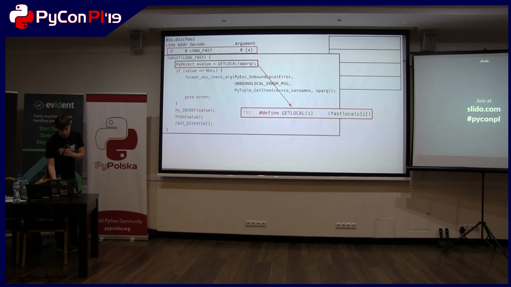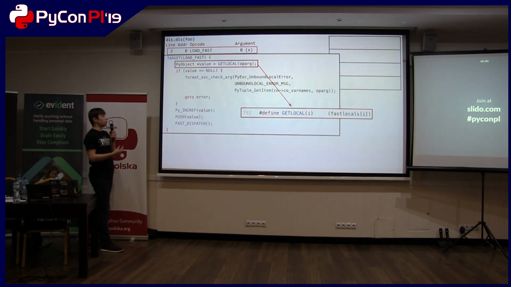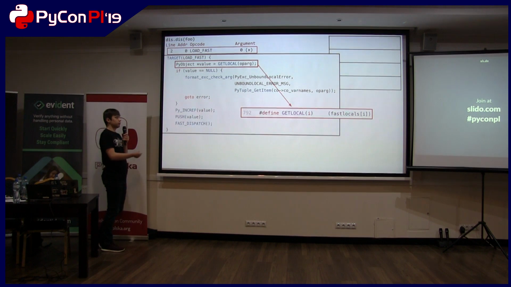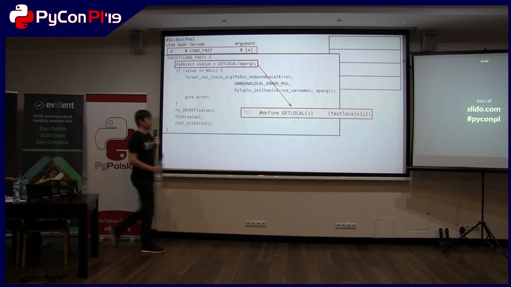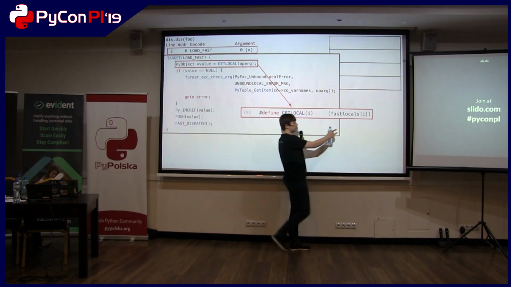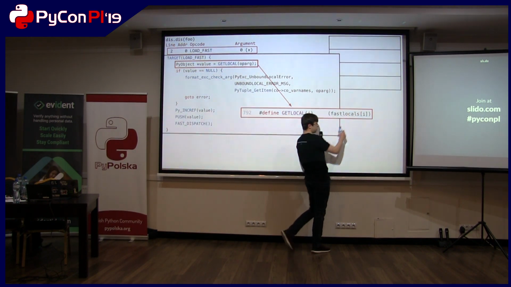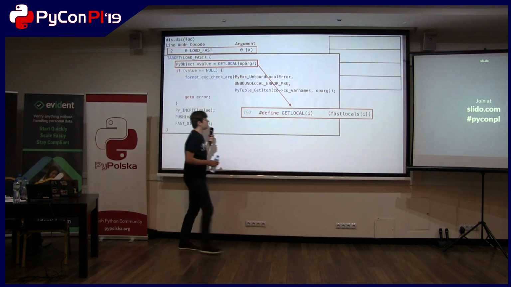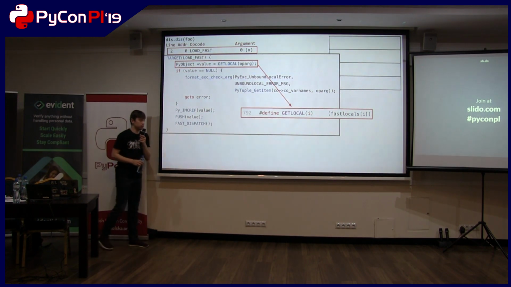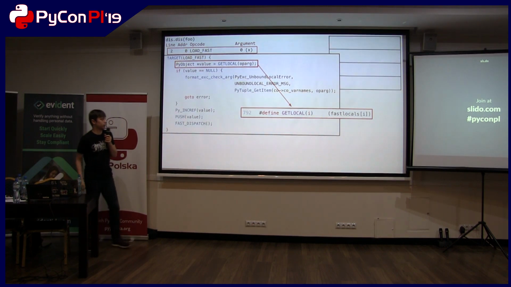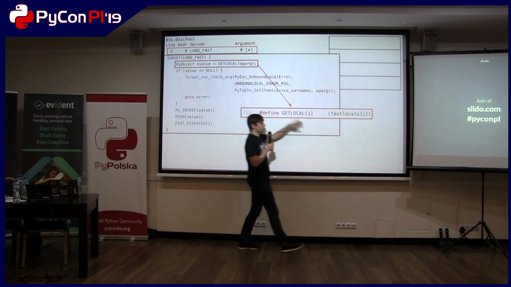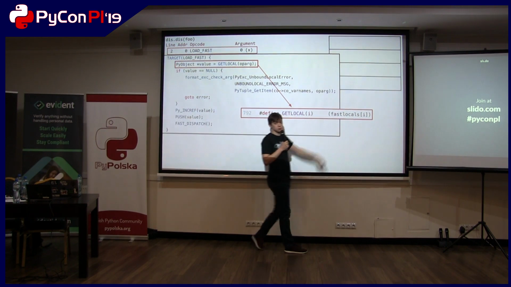Okay, and then we are actually getting the local, because LOAD_FAST loads local values. There is the GETLOCAL macro that, as you can see, is defined, for a given index, to just retrieve that index from an array called fastlocals. I don't really know why they don't use fastlocals directly, or if there is an idea for that. Why are they using the macro here instead of this? Anyone?